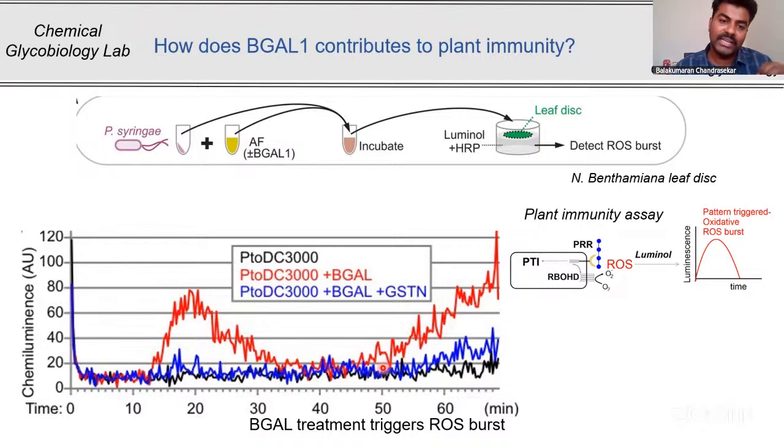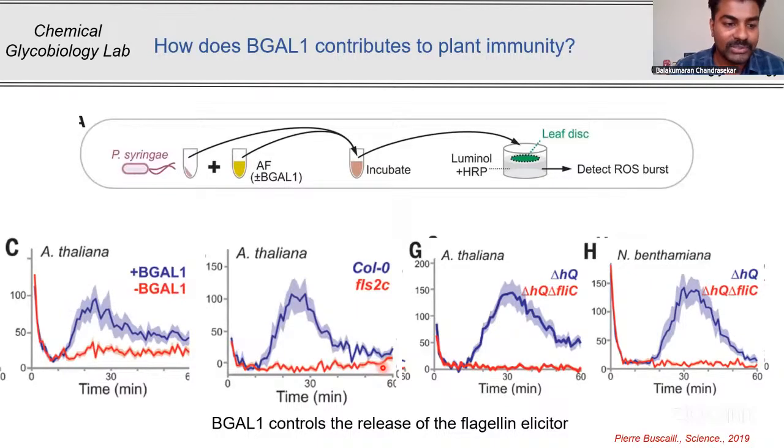So this is a very clear indicator, and a starting point to clarify that the beta galactosidase enzyme, which was suppressed during the infection, is actually targeting the bacteria and releasing a particular elicitor. With this data, we don't know what this particular elicitor is. So we tried the same thing in Arabidopsis thaliana, and again, we got the same results. Whenever the bacteria is treated with the BGAL enzyme and spiked on the Arabidopsis thaliana leaf, you can see a huge burst coming out. When you don't treat it with the beta galactosidase enzyme, you don't see a burst.